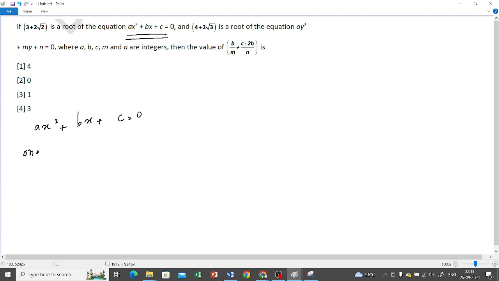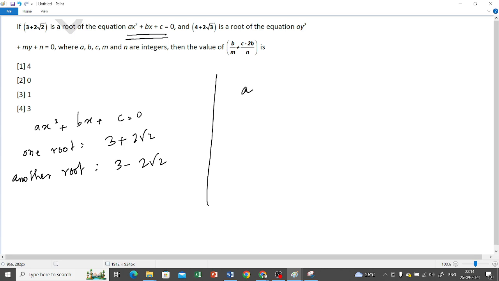So one root is 3 plus 2 root 2. What is the other root? 3 minus 2 root 2. Very good, Shritama. 3 minus 2 root 2, right? And 4 plus 2 root 3 is a root of the equation. So another equation is ay square plus mn plus n is equal to 0. So one root is 4 plus 2 root 3. What is the other root, Shritama? 4 minus 2 root 3.